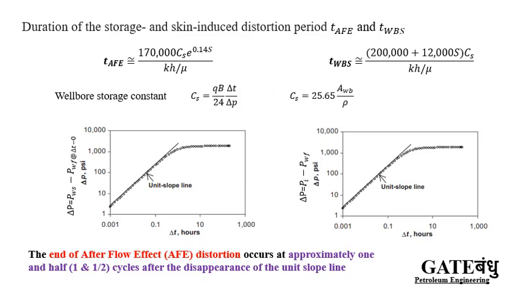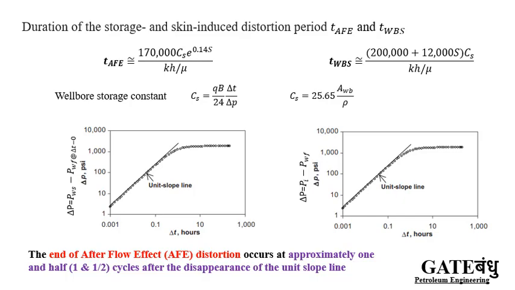But like in the previous slides, I talked about that when we start producing a well that is initially in a certain condition, the fluid stored inside the well comes first, and it contributes to the production, and it takes some time to stabilize. So this formula, where the less time effect is there, that is CS into 25.65 area of wellbore divided by density, is more suitable to calculate the wellbore storage coefficient, and we apply this equation to calculate the time for which this storage effect will distort transient well test data.